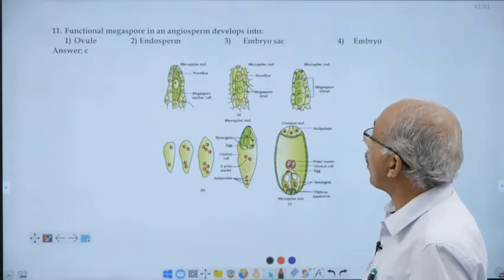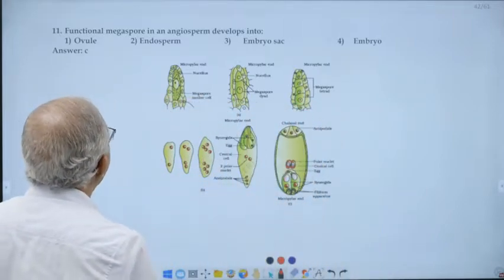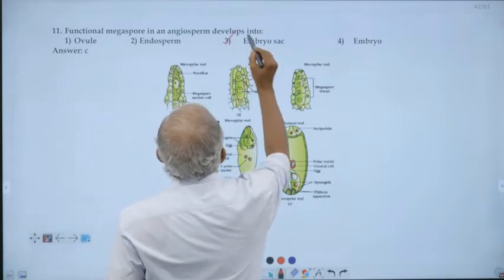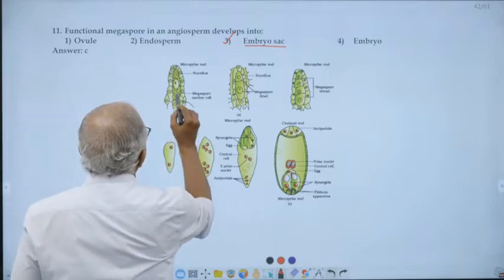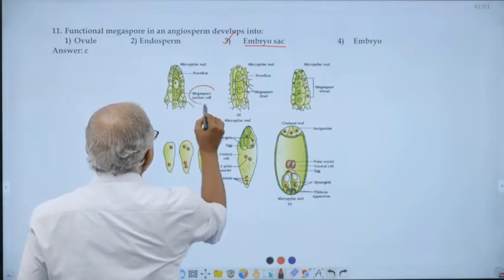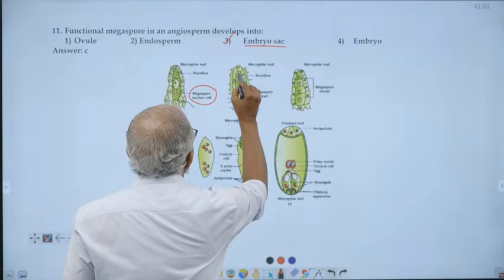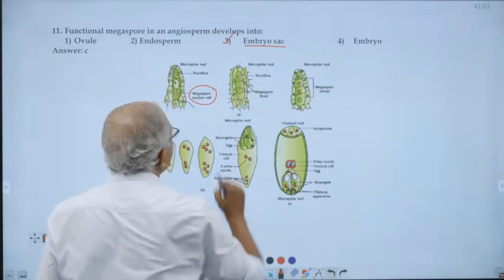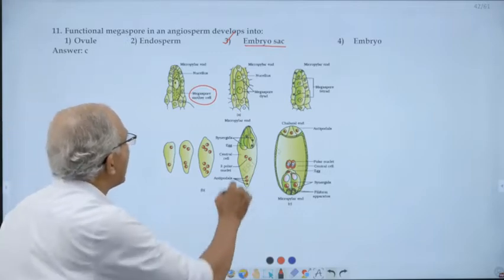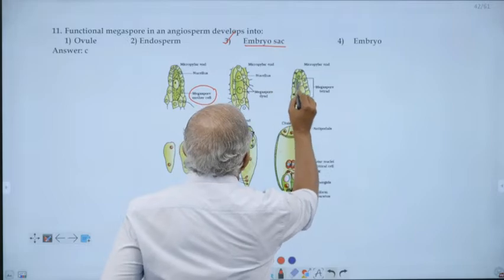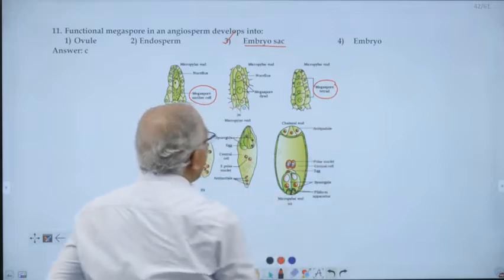Question number 11. Functional megaspore in angiosperm develops into the embryo sac. You can see in this diagram, this is the megaspore mother cell. After the first meiotic division, two cells are formed. It is called megaspore dyad. Then it is followed by meiosis 2. Four daughter cells are formed. It is called megaspore tetrad.